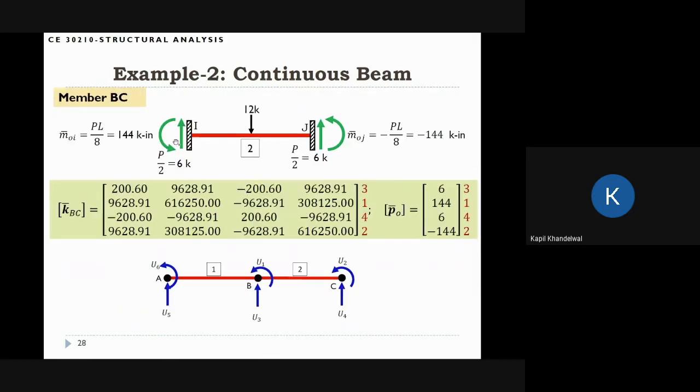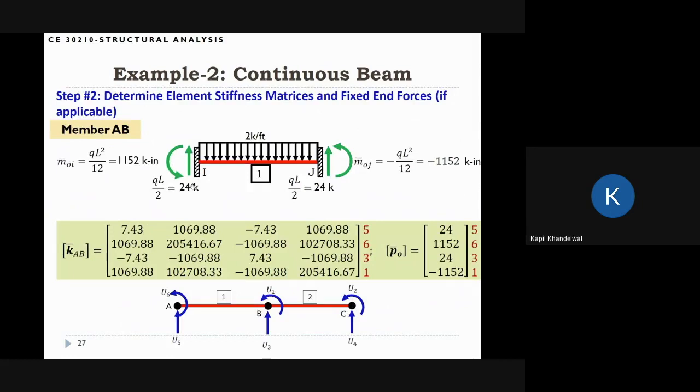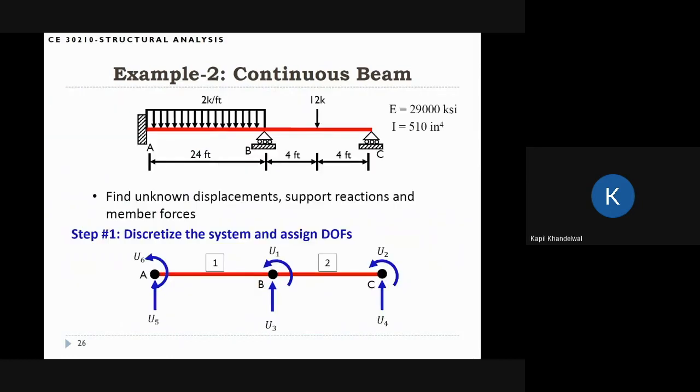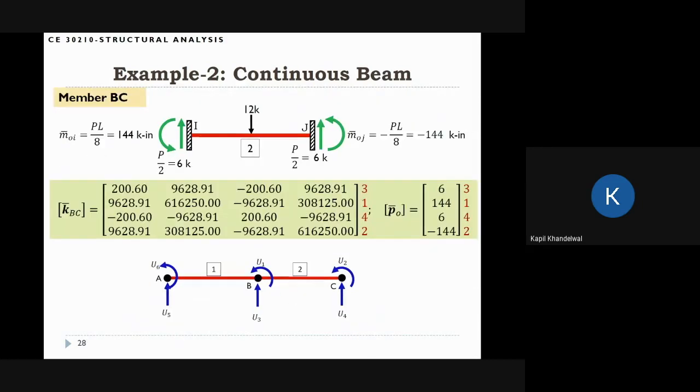For member BC, there's a point load acting at the center, so we can find the fixed end forces for this case. This is the stiffness entries. Actually, the stiffness entries should be, let me go back. You can see that the length of this beam is different from the length of this beam, so the stiffness matrices for these beams are different. So you have to do the calculation carefully. I'm still using kips and inches as the unit. So these are the stiffness values for this member.